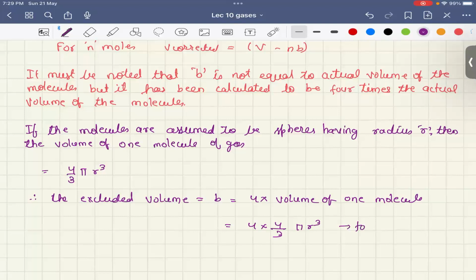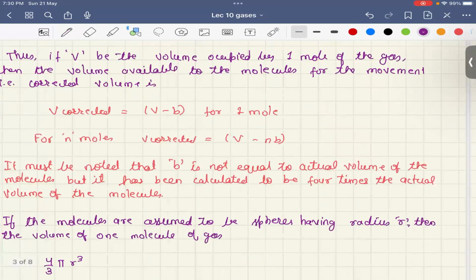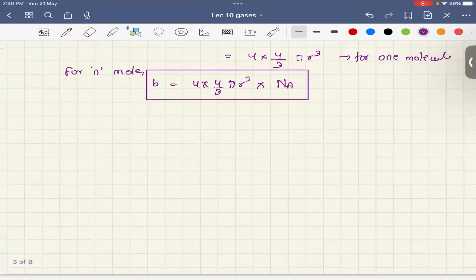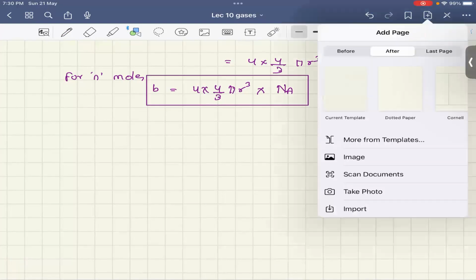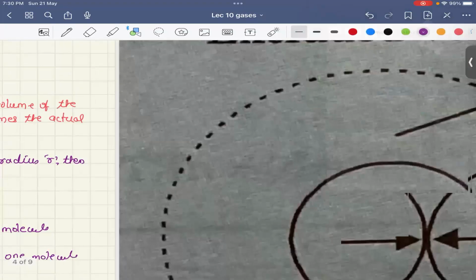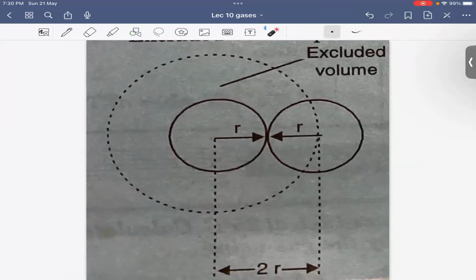This is for one molecule. For n moles, it becomes 4 into 4 by 3 pi r cube multiplied by Avogadro number, right? And this is very important: the excluded volume is 4 times the actual volume of the molecules. So let us try to understand this statement. Let us assume that the molecules are spherical with a radius equal to r.